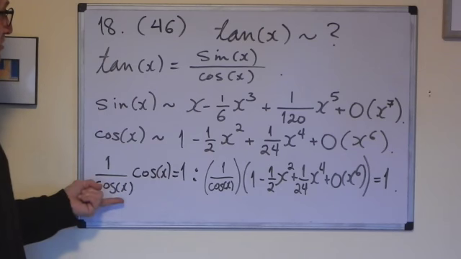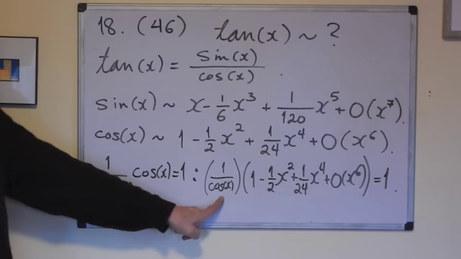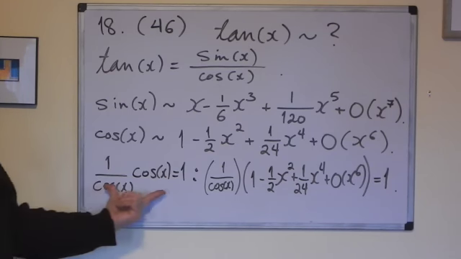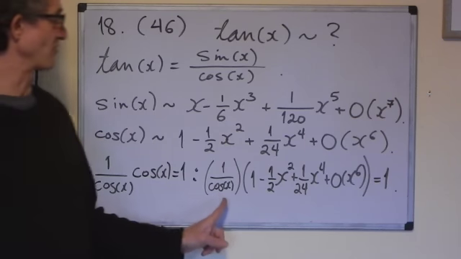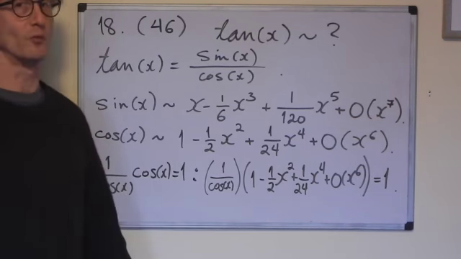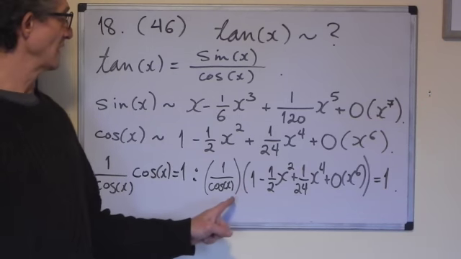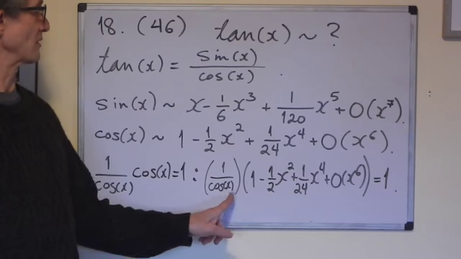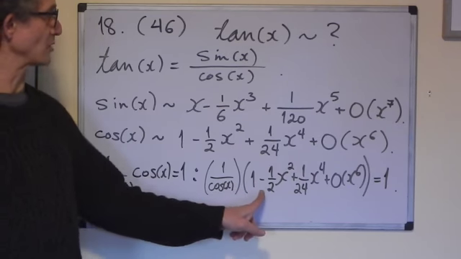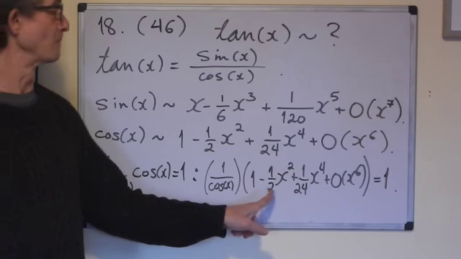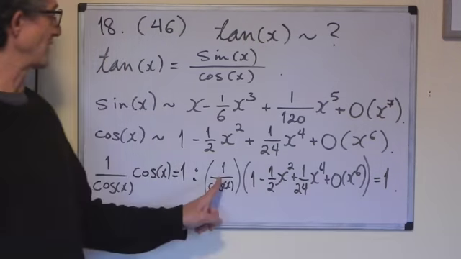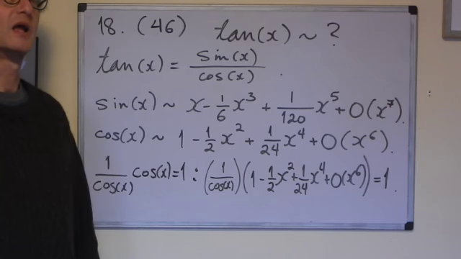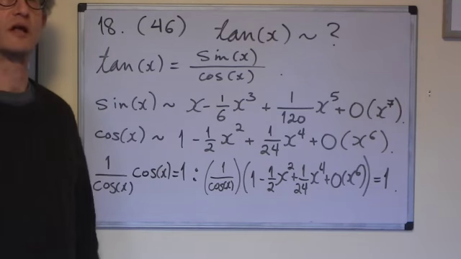So what we'd like to do is to find a polynomial for 1 over cosine, so that when you multiply it by cosine, you get 1. This is pretty obvious, but it's not obvious that we should think of it in terms of polynomials. So again, we're thinking of 1 over cosine as a polynomial that is defined by saying that when we multiply it by the polynomial for cosine, we get 1. And once we find that polynomial for 1 over cosine, we'll multiply it by the polynomial for sine, and we will get a polynomial for tangent of x.